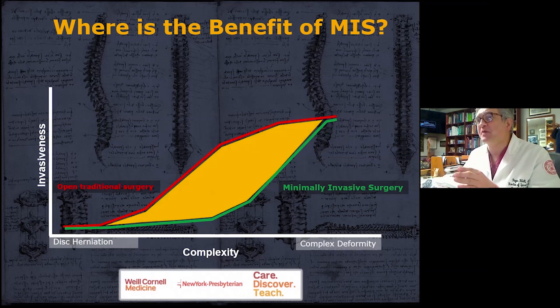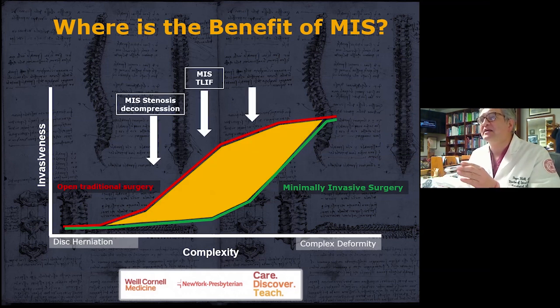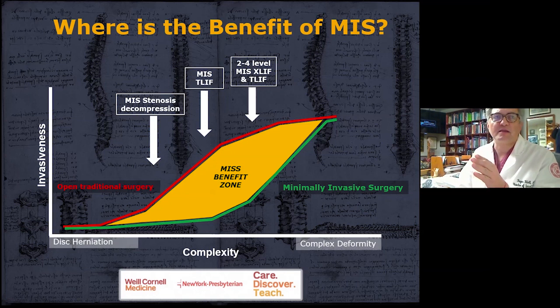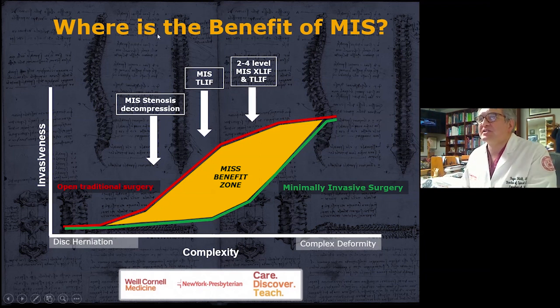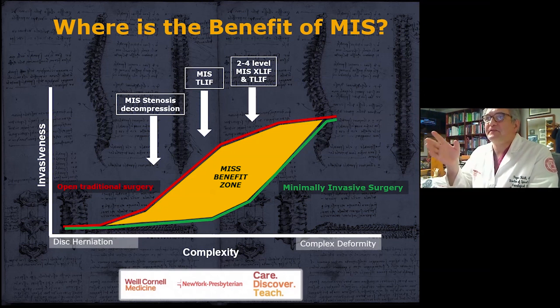So the sweet spot for MIS, the benefit zone, are really the operations that deal with 1, 2, 3 level lumbar stenosis, 1, 2, 3 level lumbar fusion or thoracolumbar fusion cases, and also obviously in the cervical spine. So that is really the benefit zone. Now don't forget though, if you look at the whole field of spinal surgery, this makes up the majority of things that we do as spinal surgeons. So there's a real role and there's a real importance that goes along with MIS surgery.